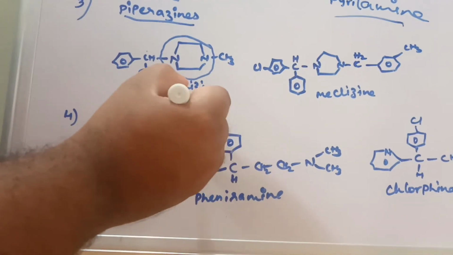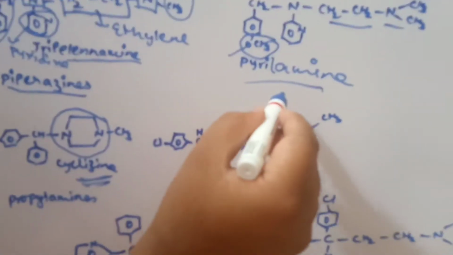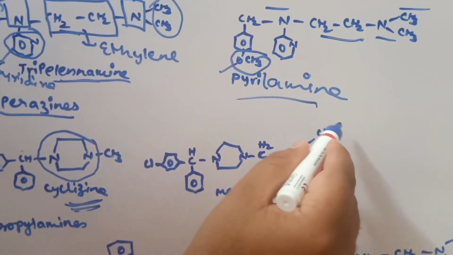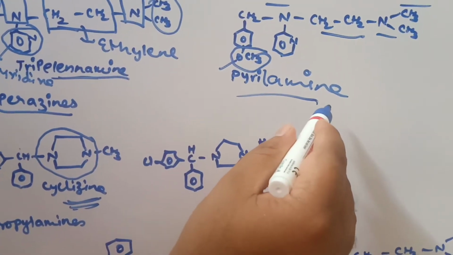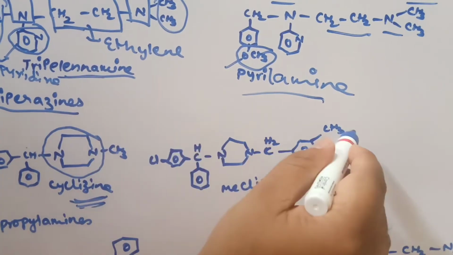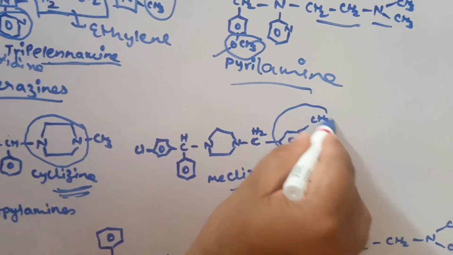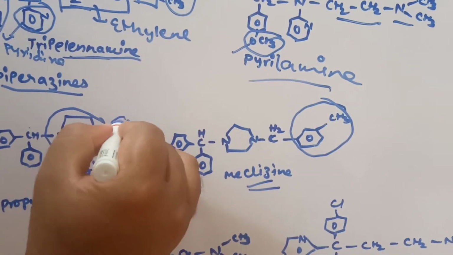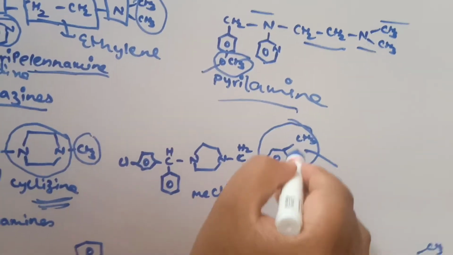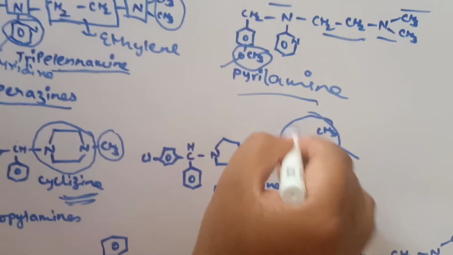Example is cyclizine. On other side, meclizine. Structure is almost all same with a slight variation. Here you are having meclizine means there is one hydrogen replaced with the toluene group. Here only just methyl group is there, but here it is toluene group.